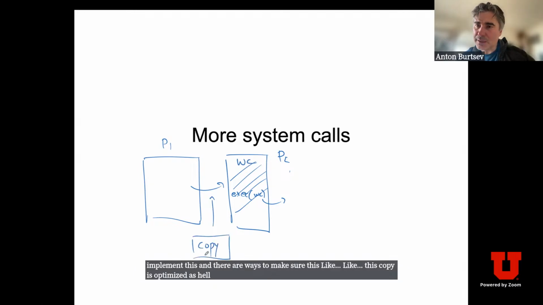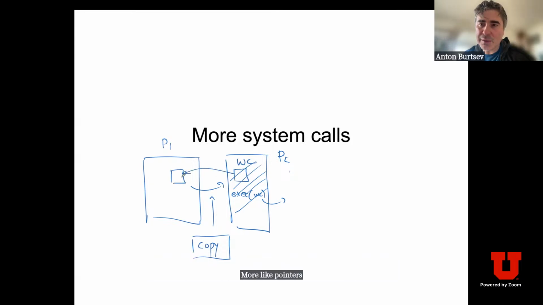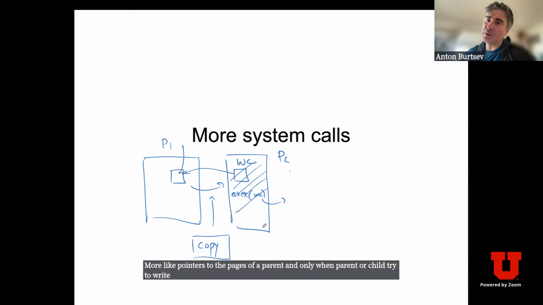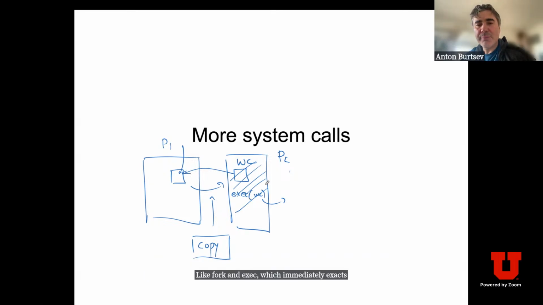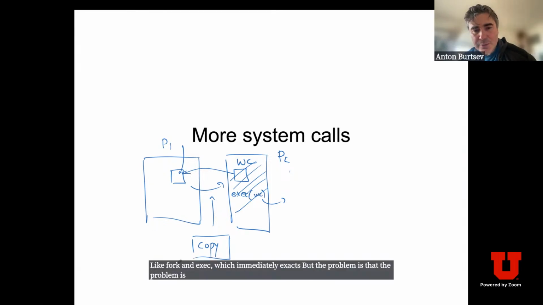It can be copy on write, meaning that you never really copy the pages, but just have pointers to the pages of a parent, and only when the parent or child tries to write into these pages do you copy. Or there are variants of this exec system, like fork and exec, which immediately execs. But the problem is that it still assumes that you can do this trick.